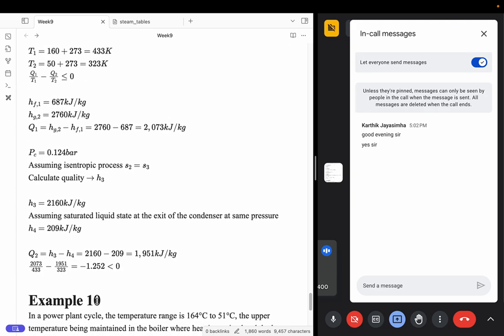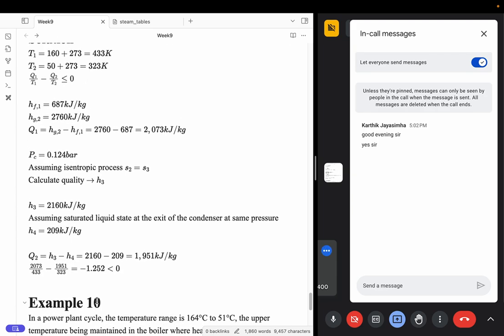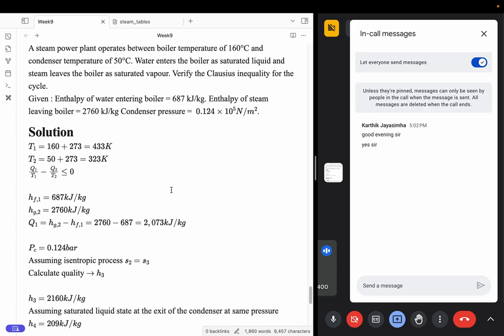For now, it should be clear how to check whether this satisfies the Clausius inequality. If that is clear, then that is done. That is the aim of this problem.